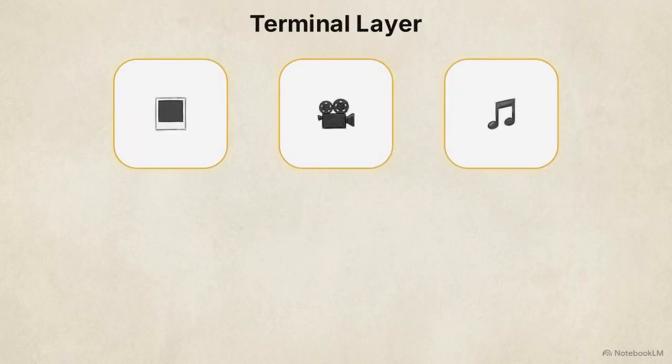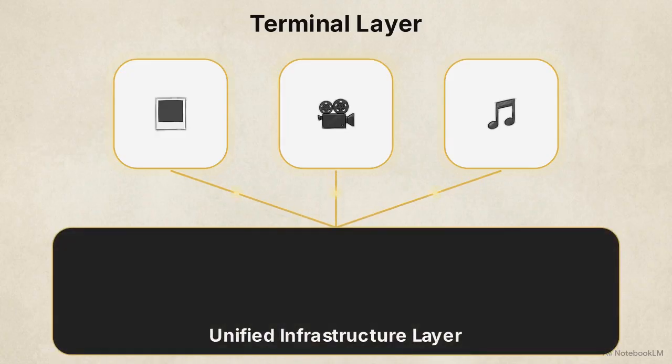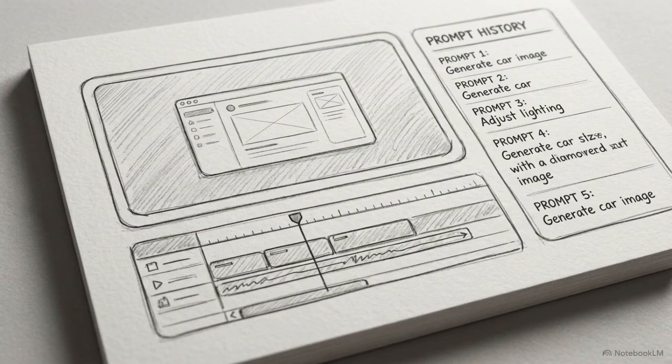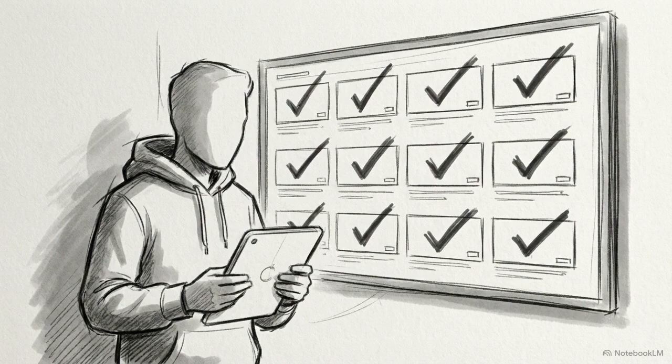It solves tool fragmentation through a terminal layer that brings separate creative domains, like image, video, and audio, into one environment. Everything you generate is tracked and stored in a single infrastructure layer. To maintain your momentum, shift your focus from individual apps toward a unified infrastructure-centered workflow. This allows you to create, track, and iterate without the friction of a fragmented process.